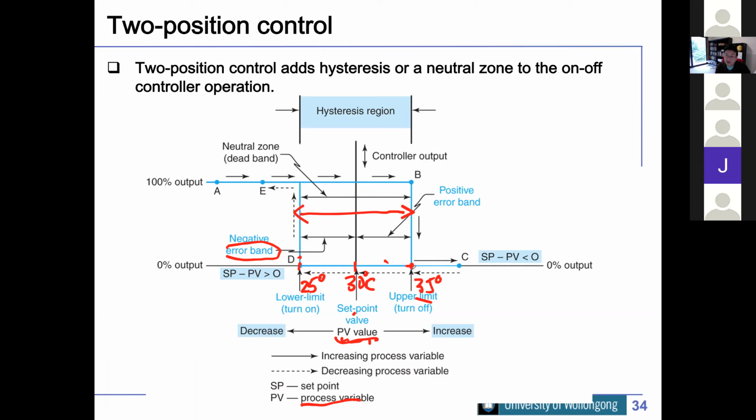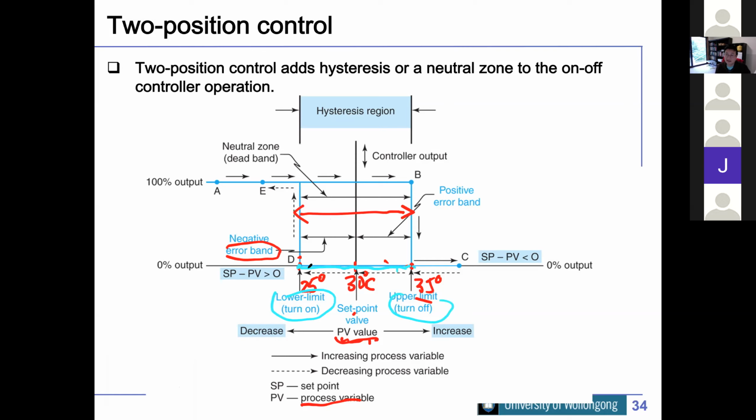So your temperature goes down because you turn on air conditioning. Going down, going down, going down. Go to 30, we don't do anything because that's only the reference. And until 25, this is our lower limit. Then we turn off the air conditioning.